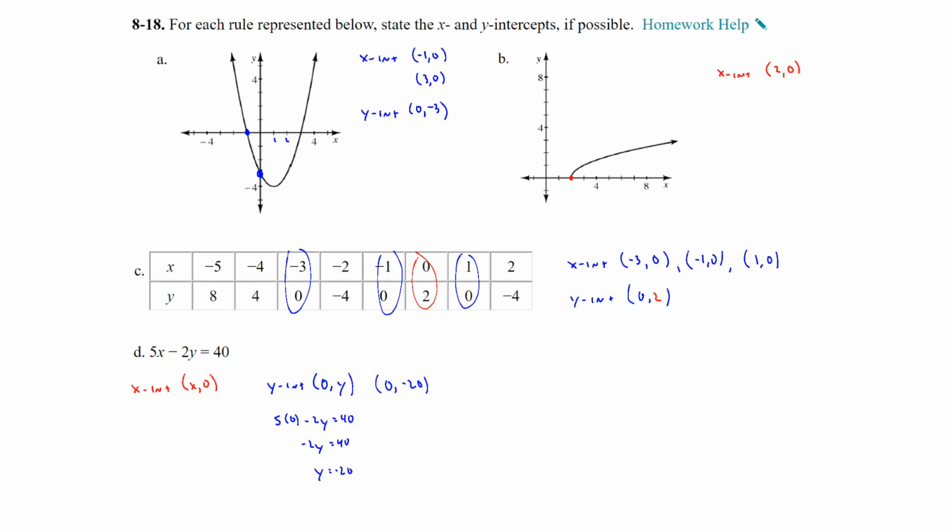And then to find the x, we'll plug 0 in for y and solve and get 5x equals 40, divide by 5, x is equal to 8. So the x-intercept would be at 8, 0. So that's another way that you can look at finding the intercepts given a linear equation. And I added no y-intercept to B.